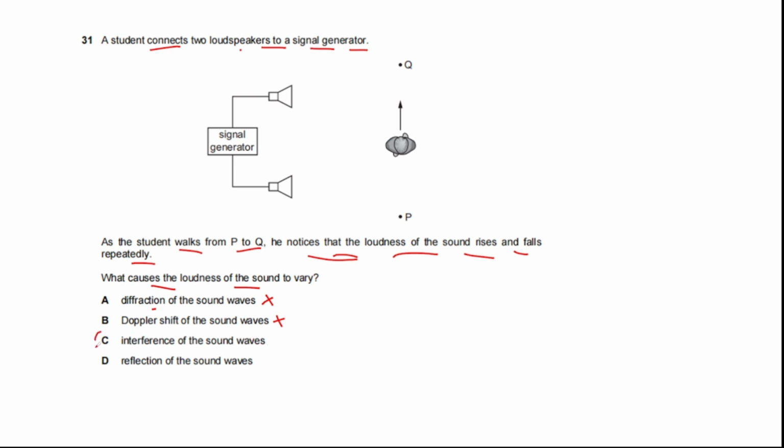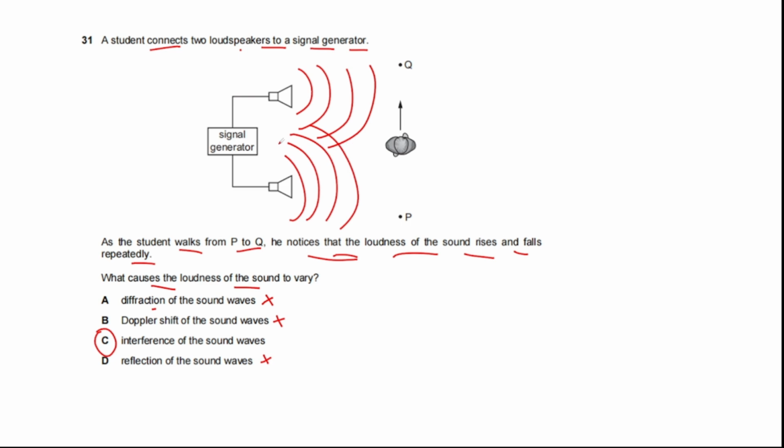Interference is the correct option, and if you check option D, it is reflection. Here there is no medium to reflect. It is interference because there is a source from one of the speakers, and the other one is also producing a source. These two are connected to the same signal generator, which means that these two waves are coherent, and they will superpose to form high amplitude and low amplitude, or high intensity and low intensity, through constructive and destructive interference.